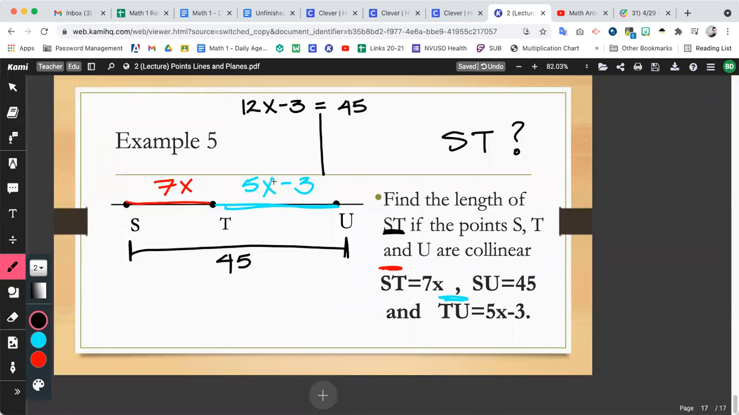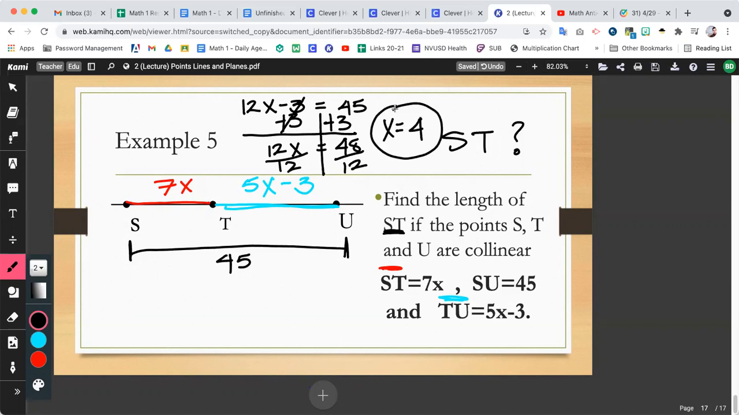Okay. Now, how do I work backwards here? What do I do first? Add 3 to both sides. So 12x comes down. 45 plus 3 is 48. And then I'm going to divide by 12 on both sides. Does anyone know what 48 divided by 12 is? 4. Very good.